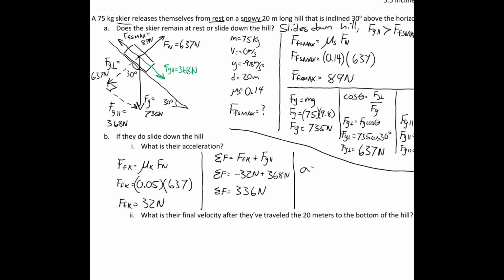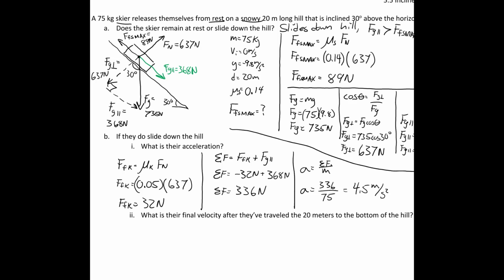So the acceleration is equal to the net force divided by the mass. The acceleration is equal to 336 divided by 75. So that's equal to about 4.5 meters per second squared. So what does that mean exactly?